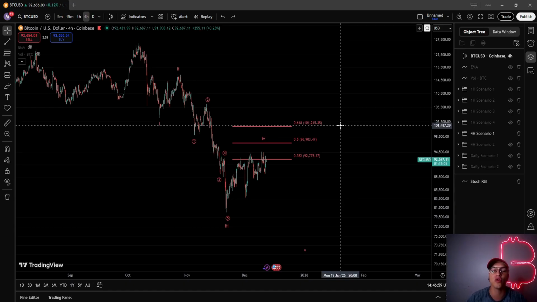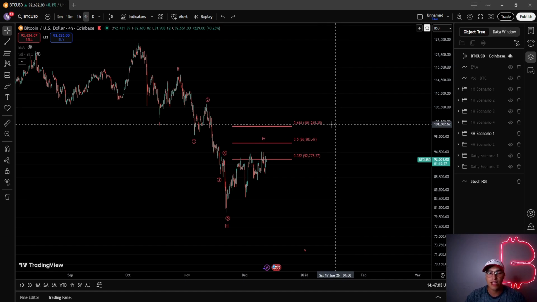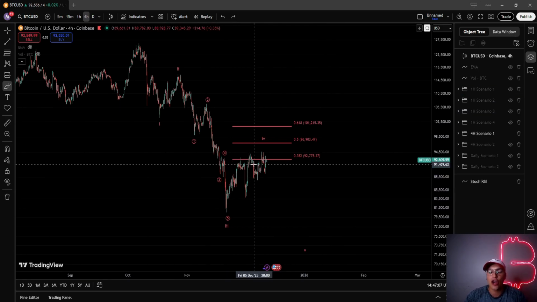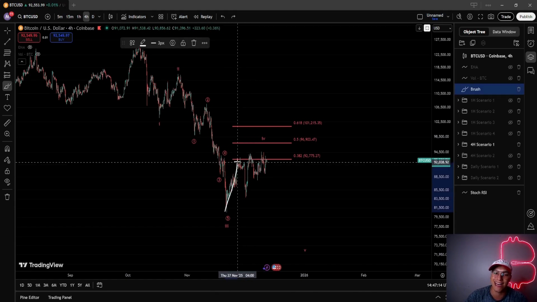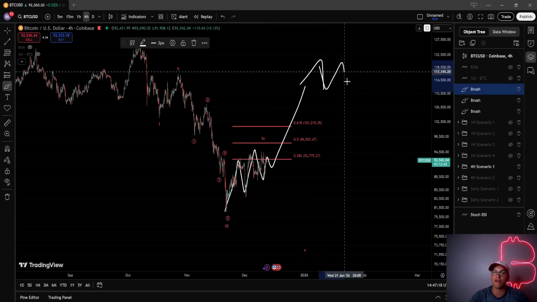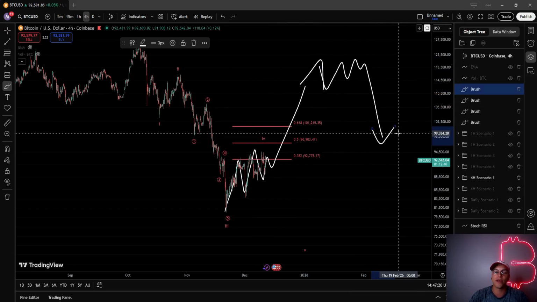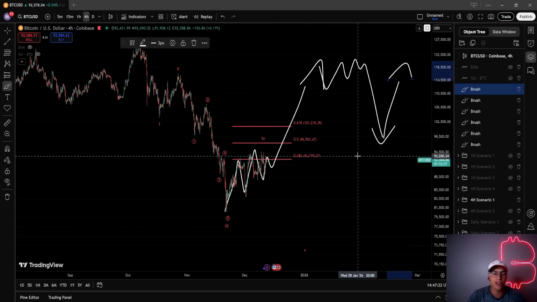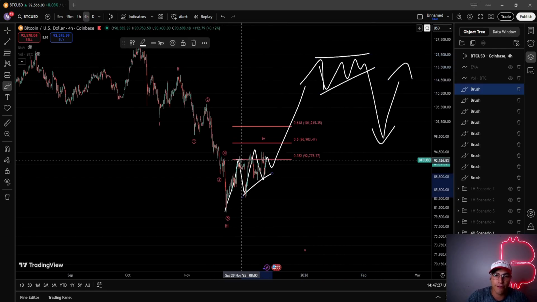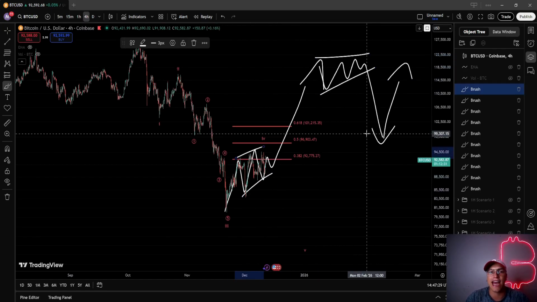$101,215, right? But I do warn you here, this move down, or this range that we are creating here, looks very much similar to what Bitcoin has done multiple times in the past, where it does 1 2 1 2 1 2, and then we end up blasting off and then ranging again, and then we go lower followed by higher. This is the standard Elliott wave form, right?